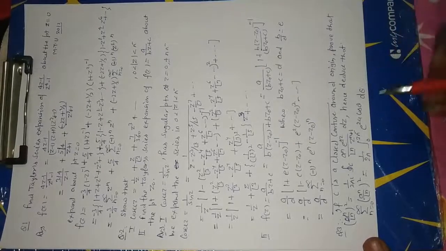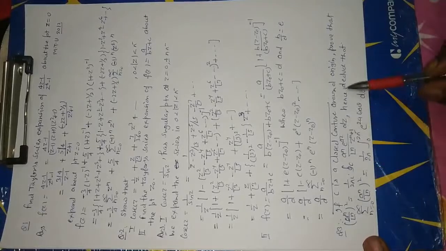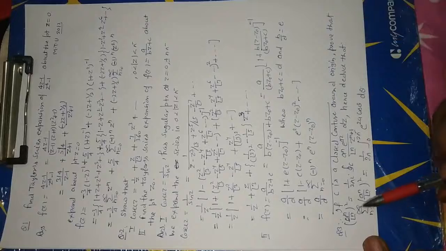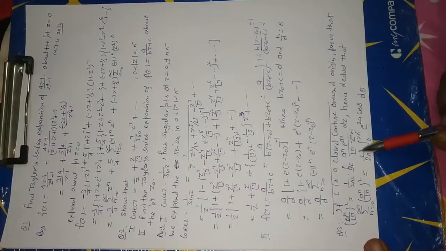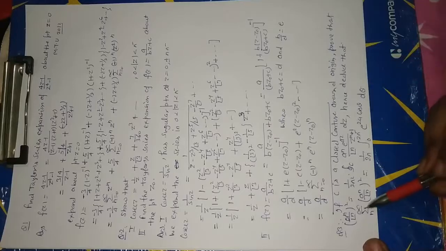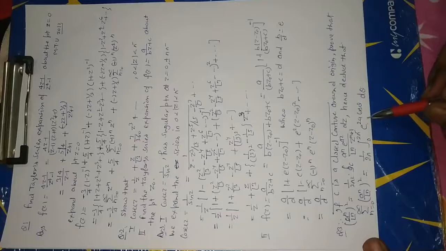Now repeat the question. If C is the closed contour around origin, prove that a^n/(n!)² is equal to 1/(2πi) integration over the contour C a^n e^(az)/(n! z^(n+1)) dz. Hence deduce that summation n = 0 to infinity a^n/(n!)² equal 1/(2π) integral 0 to 2π e^(2a cos θ) dθ. Okay.